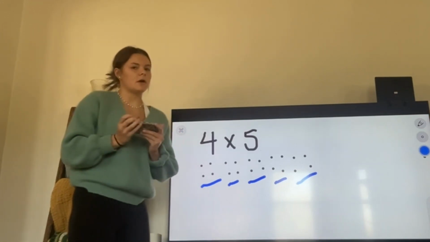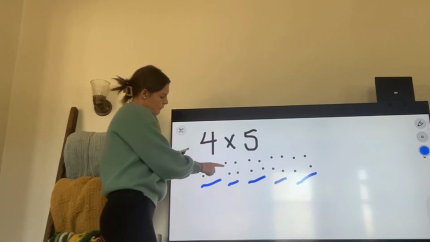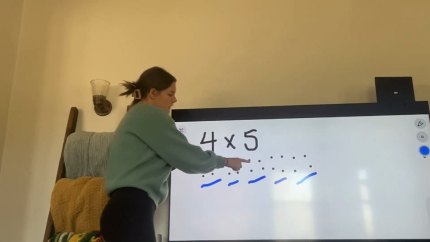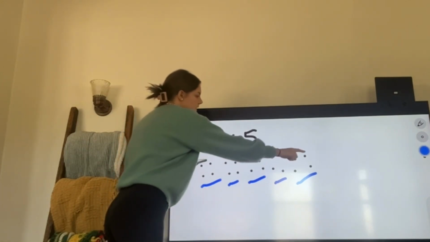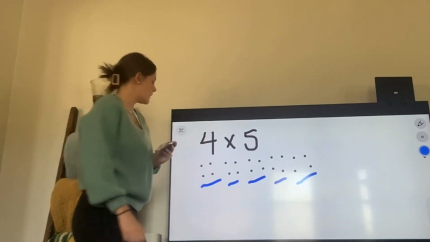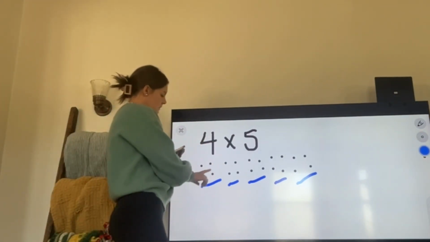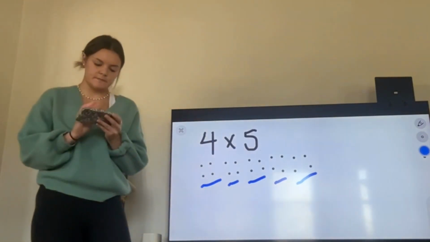Now we could do this the long way and count each individually. 1, 2, 3, 4, 5, 6, 7, 8, 9, 10, 11, 12, 13, 14, 15, 16, 17, 18, 19, 20. Or, if you know how to count by 4s, you could do this a little bit faster. So 4, 8, 12, 16, 20. So 20 is our answer.